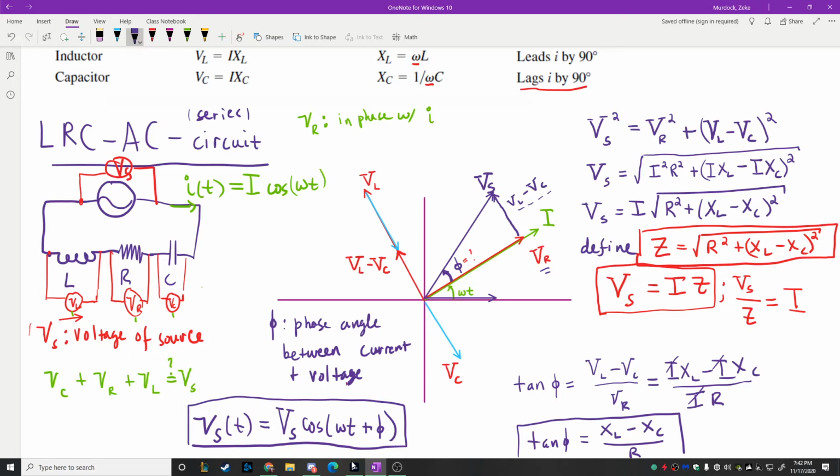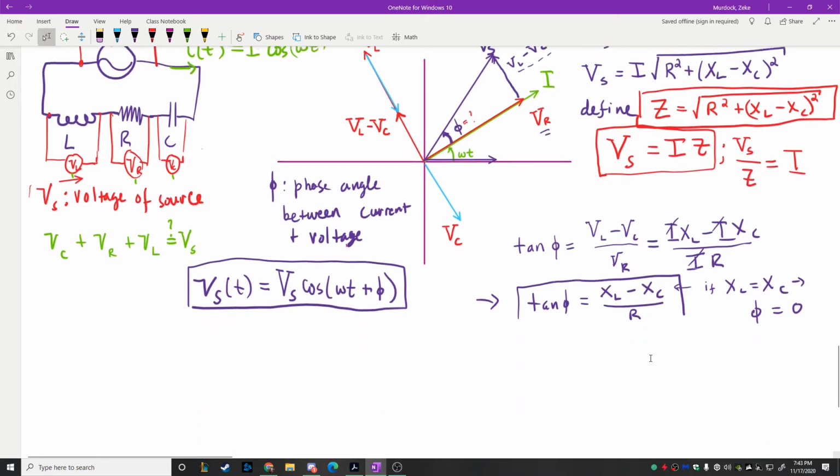Now you can imagine a system in which phi was 0. What would have to happen for phi to be 0? Here's the definition of phi right here. Resistance could be really big, but let's ignore that. How else could phi be 0? XL minus XC would need to be 0. That's exactly right. As long as the numerator is 0, you get tan phi equal to 0, and the arctangent of 0 is 0. So if XL is equal to XC, that special case, then you get phi equal to 0.